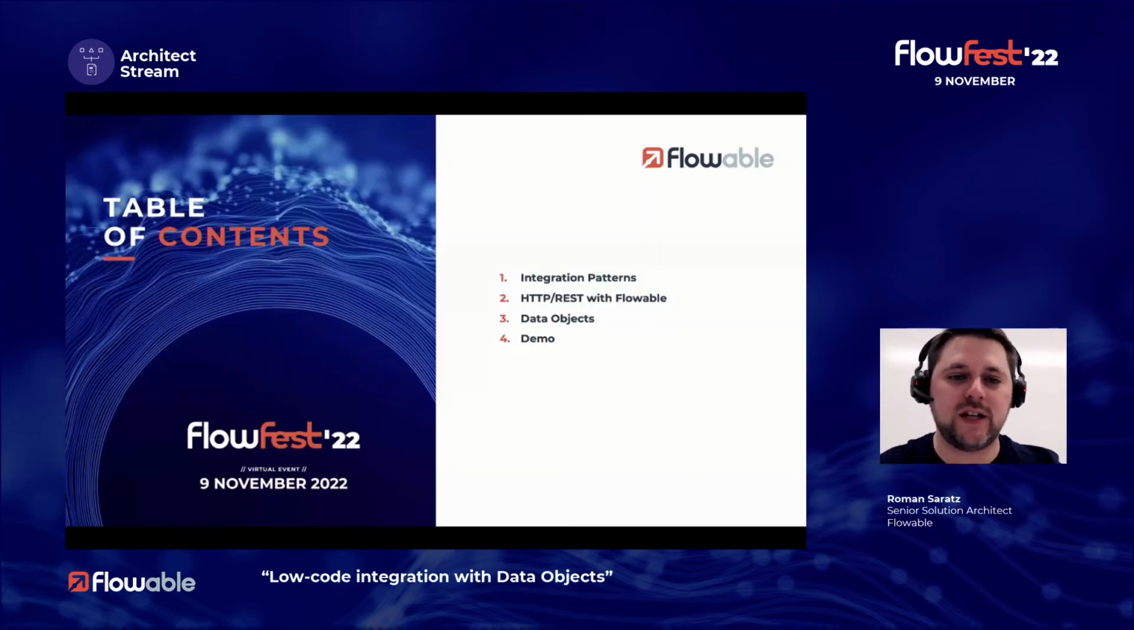So let's have a look at the table of contents. We'll first look at different integration patterns that we have available in Flowable Work. Then we'll dive into HTTP and REST with Flowable and data objects. And in the end, I will show you a demo, which will be the biggest part of this presentation.